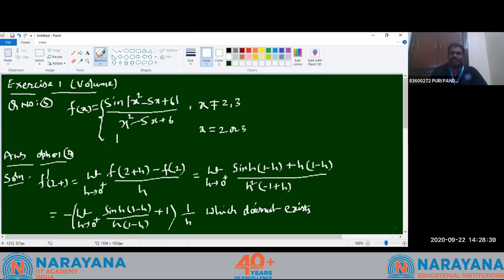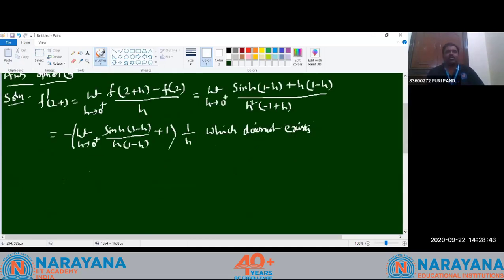So that means f dash of 2 plus does not exist. Likewise, f dash of 3 plus also does not exist.